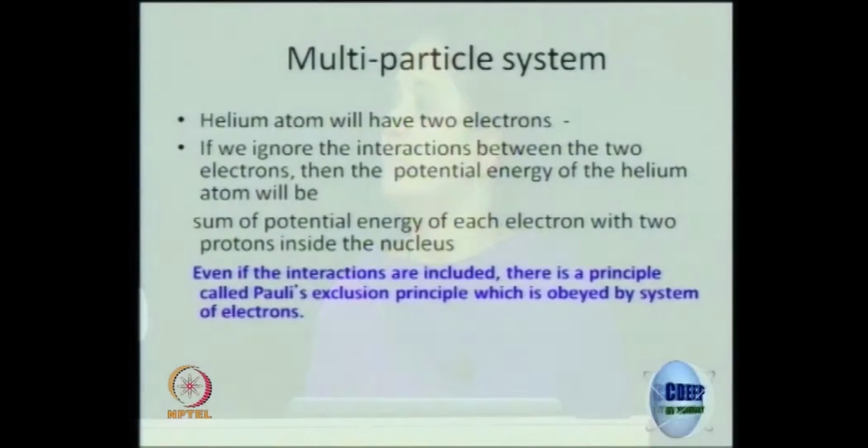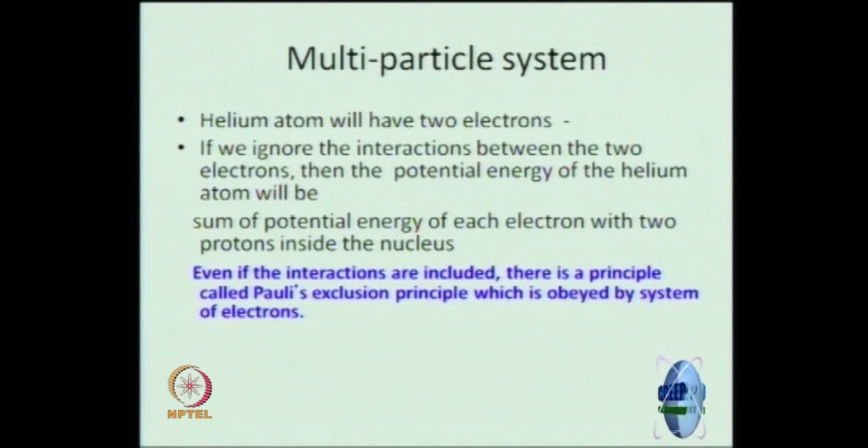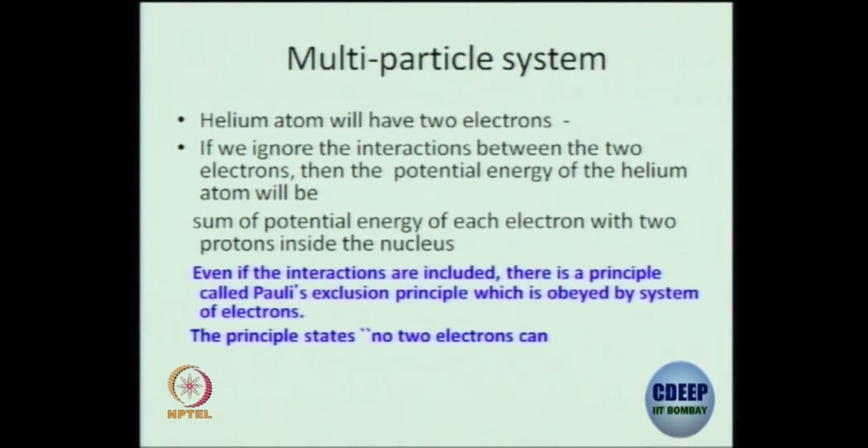This is also experimental data. That is Pauli's exclusion principle. The second electron's positioning should be such that both the electrons cannot have the same set of all the quantum numbers. So you can try to see, even if the interactions are included, Pauli's exclusion principle cannot be violated, it has to be obeyed. So no two electrons can share the same set of quantum numbers.